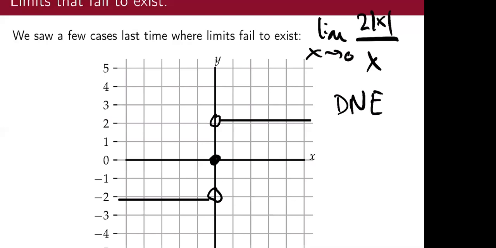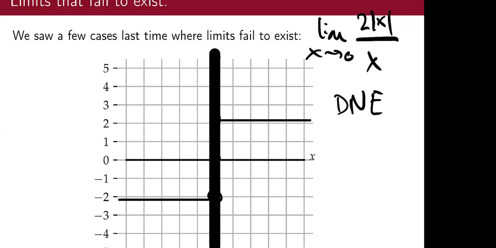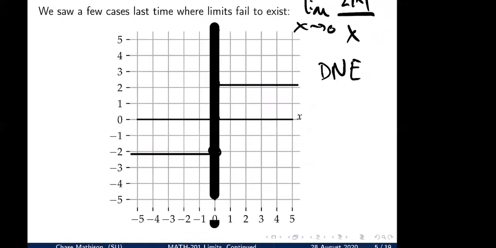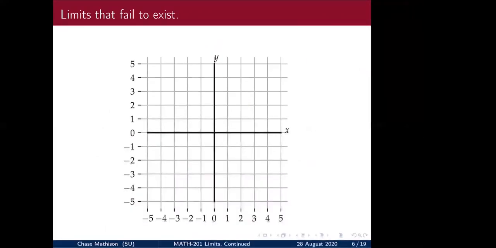We don't care about the function definition at 0. We only care about what's happening close to the point, not at the point. Okay, so that's why that line of thinking doesn't hold up when it comes to limits. Moving on, another way a limit fails to exist is if the limit blows up, right?